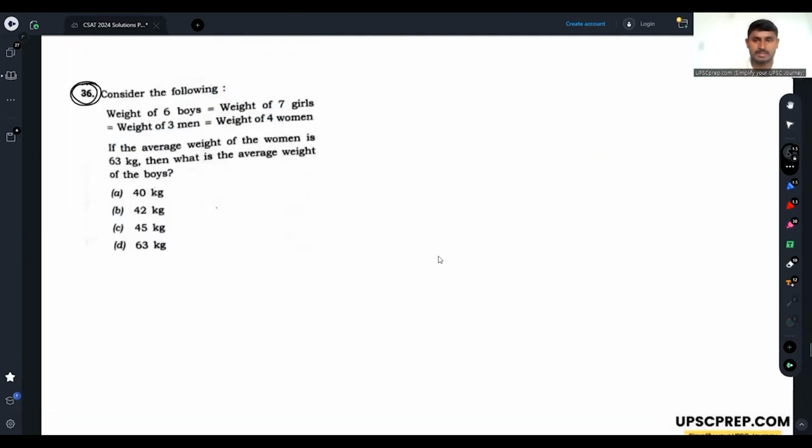Question number 36. The weight of 6 boys is equal to the weight of 7 girls, is equal to the weight of 3 men, is equal to the weight of 4 women. If the average weight of a woman is 63 kg, then what is the average weight of a boy? So we just have to take the relation between boys and women, because the equal to sign is everywhere.